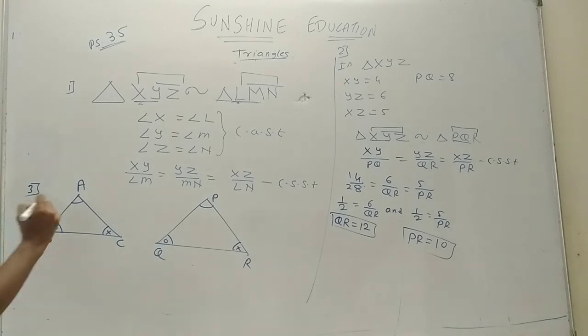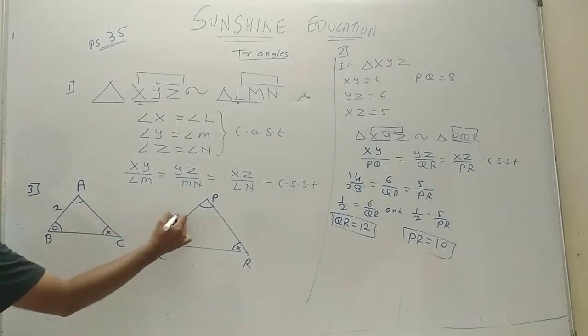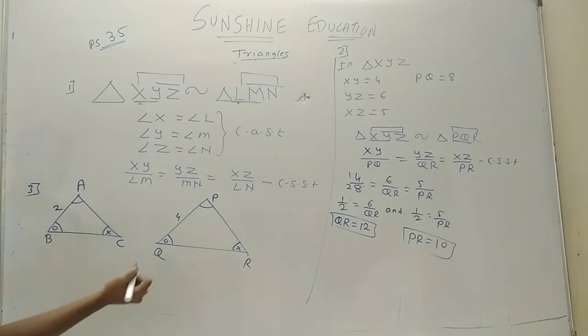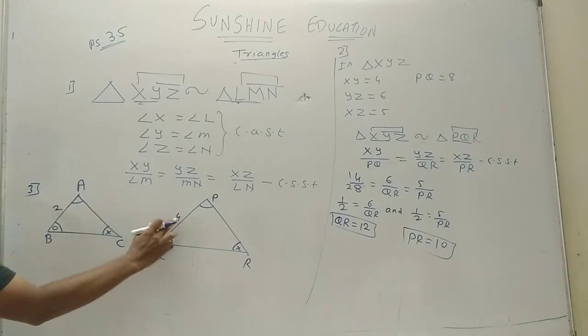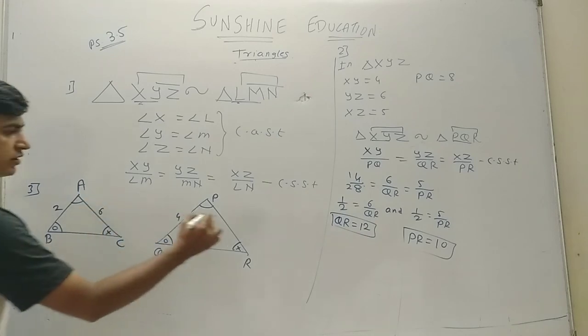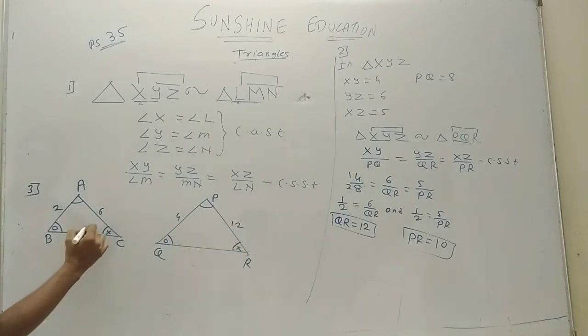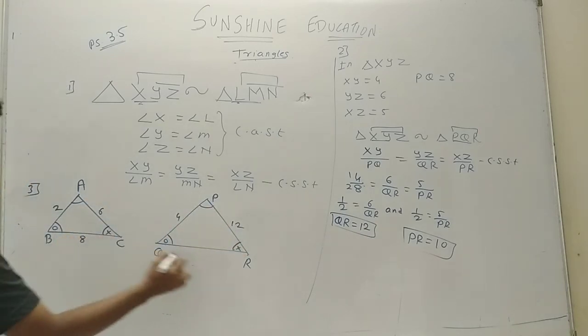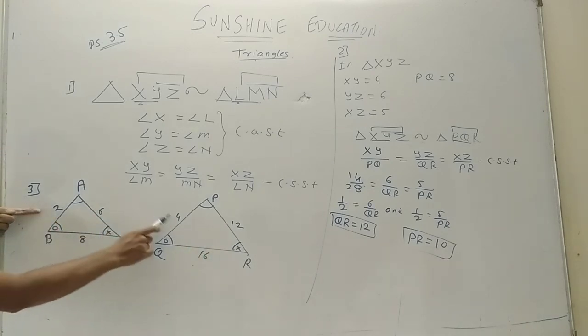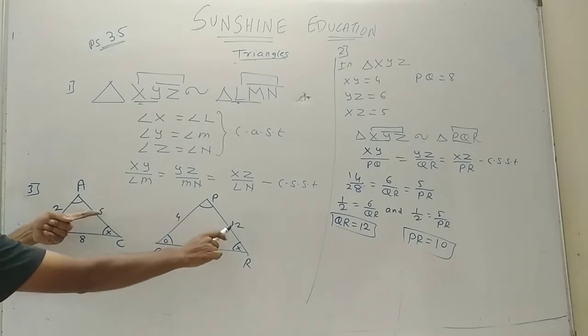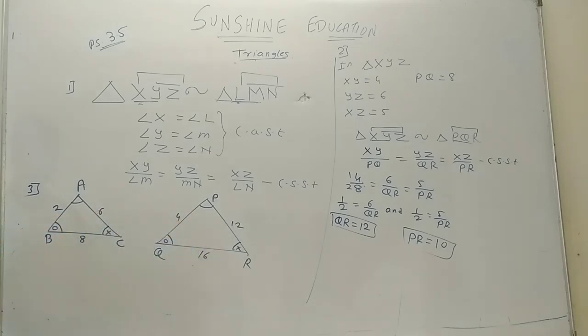So see, if I take 2, then double of 2, I will take over here 4. You can take triple, 4 times, 5 times, whatever. 2 double 4, 6 double 12 and 8 double 16. So that whenever I take ratio, 2 upon 4 is 1 upon 2, 6 upon 12 is 1 upon 2, 8 upon 16 is 1 upon 2.